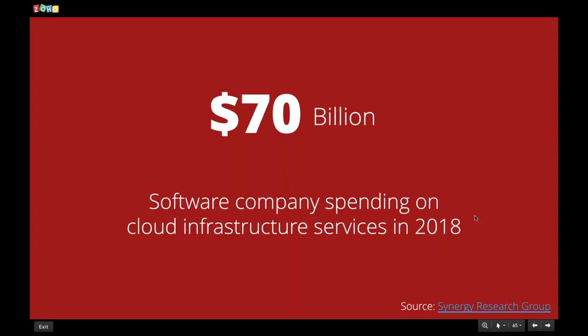So yeah, this kind of goes back to the point I was talking about a minute ago, which is just how much money companies are spending on cloud infrastructure services. In 2018, the software industry spent $70 billion on things like AWS or other cloud infrastructure services. And so a lot of money basically gets spent by your software vendors just on running their hardware, which they don't really have to be spending if they could run things themselves.